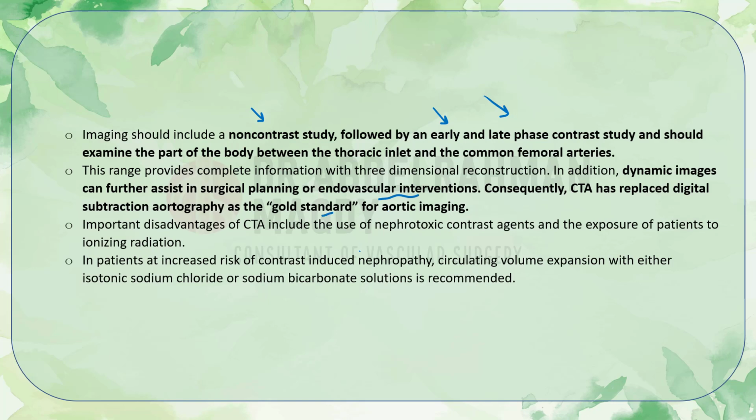Important disadvantages, as we know, of the CT angio include the use of nephrotoxic contrast agents and the exposure of the patient to ionizing radiation. In patients at increased risk of contrast-induced nephropathy, circulating volume expansion with either isotonic sodium chloride or a sodium bicarbonate solution is recommended.